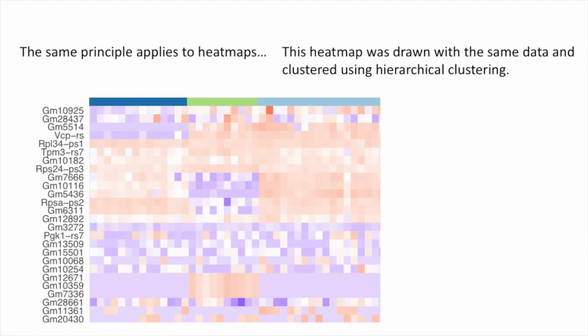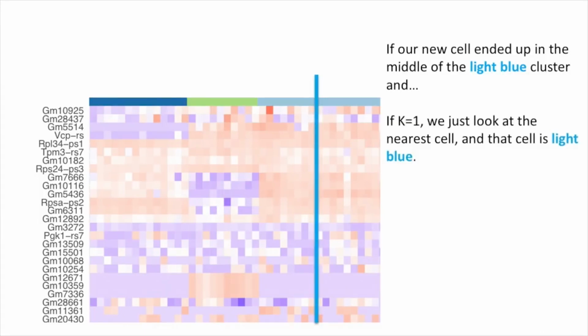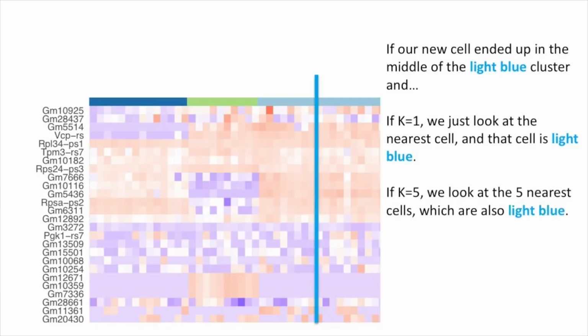This same principle applies to heat maps. This heat map was drawn with the same data and clustered using hierarchical clustering. If our new cell ended up in the middle of the light blue cluster and, if k equals 1, we just look at the nearest cell, and that cell is light blue. So we classify the unknown cell as a light blue cell. If k equals 5, we'd look at the 5 nearest cells, which are also light blue. So we'd still classify the unknown cell as light blue.